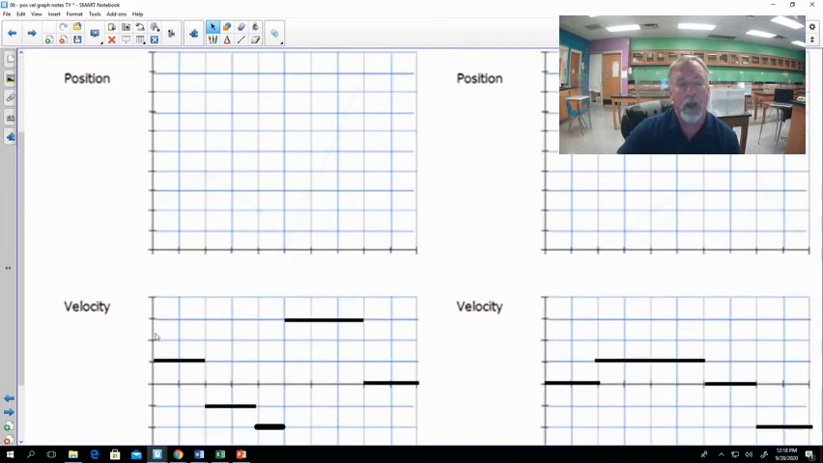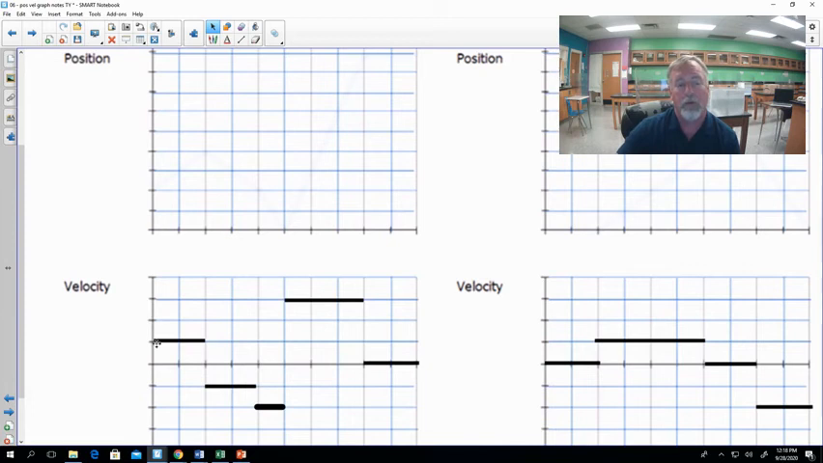Let's look at our velocity graph. Here we have a velocity at 1. So we have a positive 1 velocity, and we're going for 2 tick marks. All right. So we started here at 2.